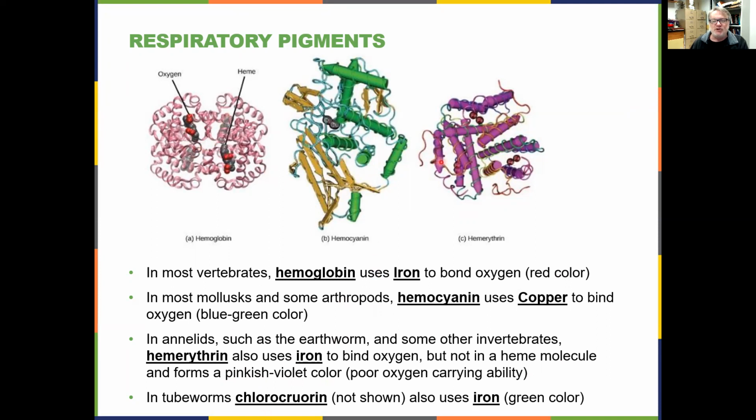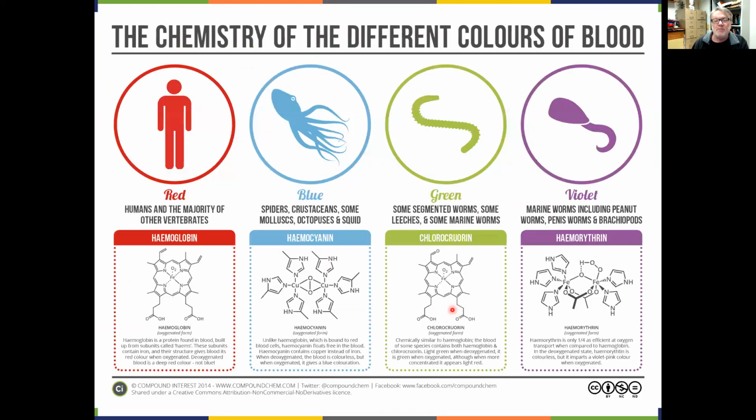Finally, we're not showing the molecule here, but there's another one that's found in a rare animal, the tube worms that are found at the bottom of the ocean floor. They use this molecule called chlorocruorin, which also uses iron, but in the case of this structure, forms a greenish color, kind of like hemocyanin. But instead of copper, it actually is iron, and it's based on just the shape of the molecule.